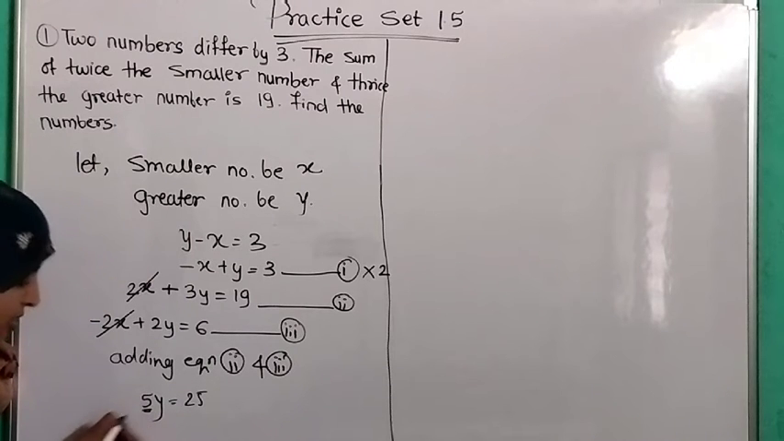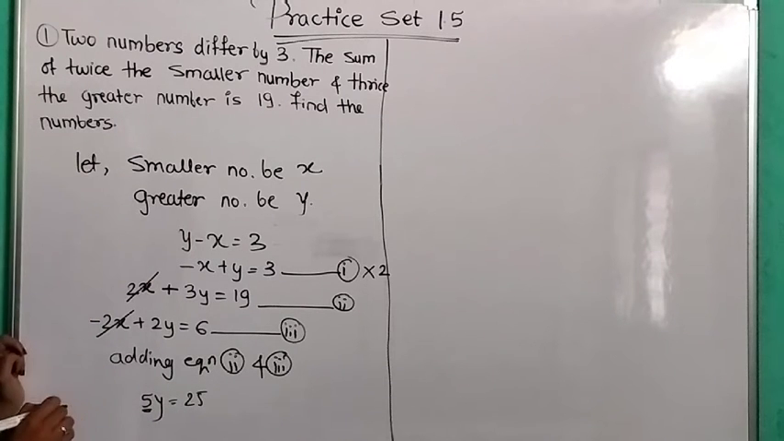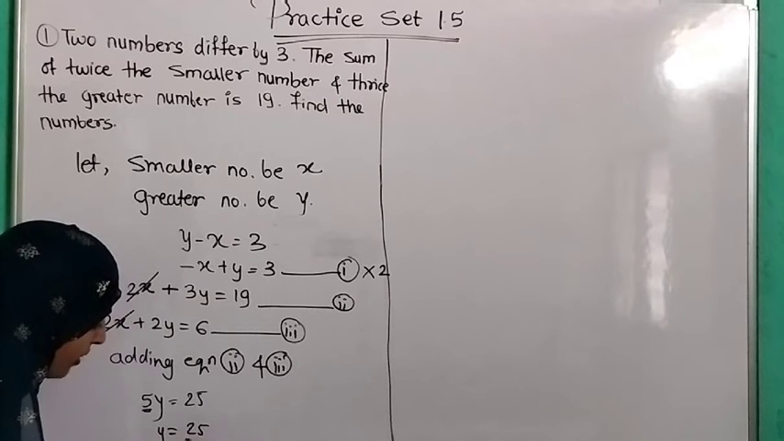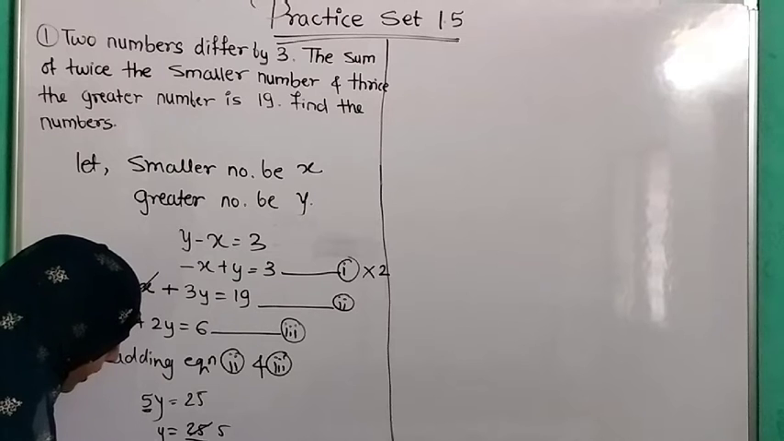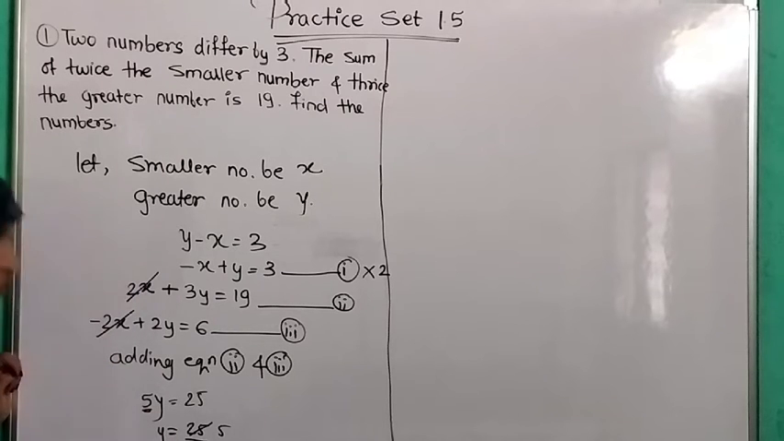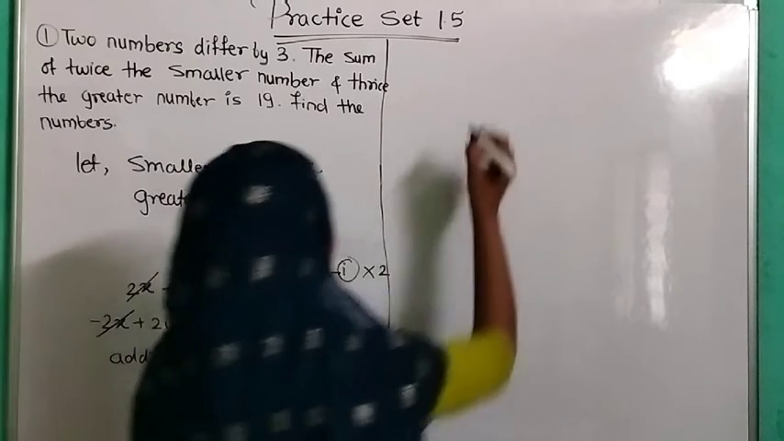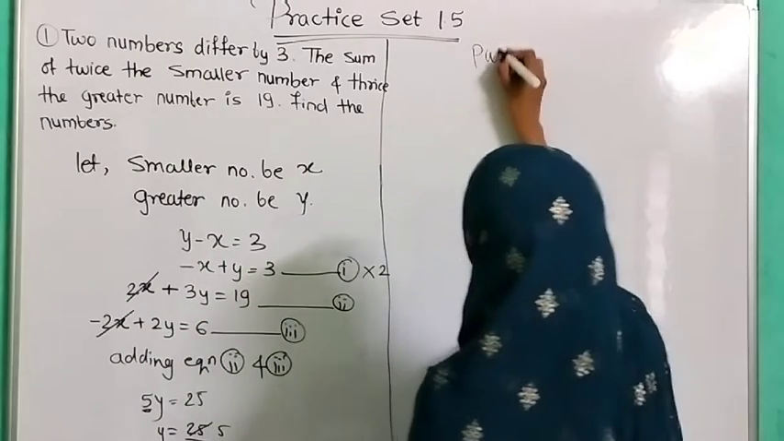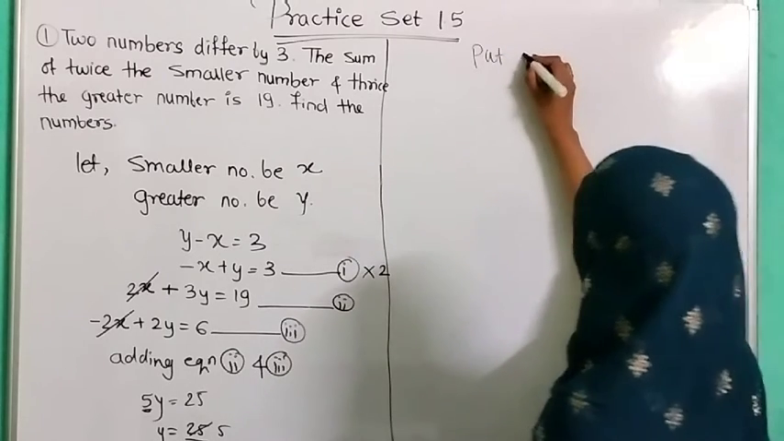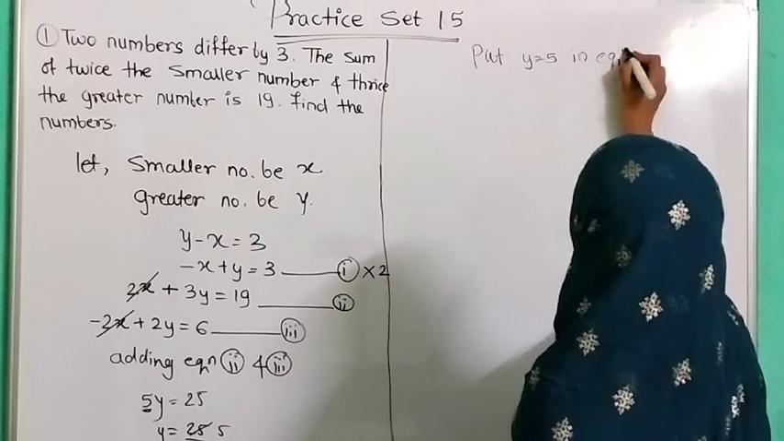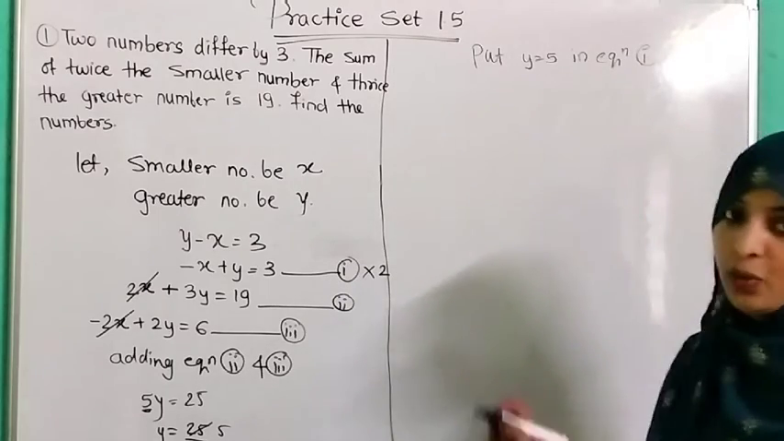Now here 5 is in multiplied form. If we shift it, then it becomes divided. y is equal to 25 upon 5. 5 ones are 5, 5 fives are 25. So we get the value y is equal to 5. Then we are going to substitute the value 5, y is equal to 5, in equation 1.